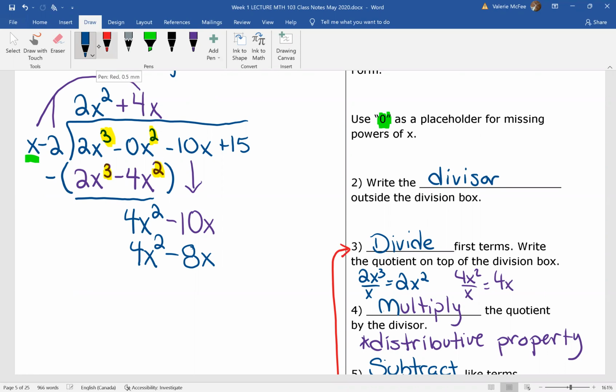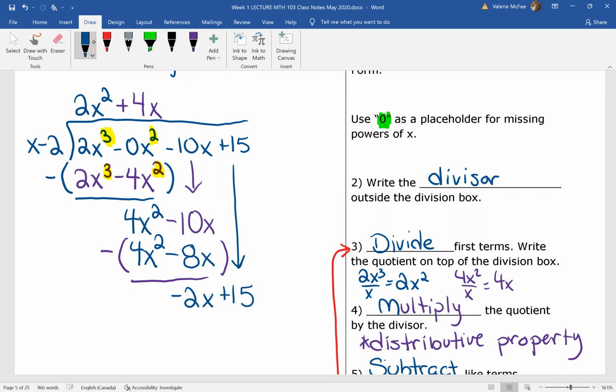The next step is to subtract. Remember, we're subtracting all of this. 4x squared minus 4x squared is, of course, 0. And negative 10x subtract negative 8x is negative 2x. And then we bring down the next term. Because we were able to bring down the next term, we have to go back up to step 3, divide.